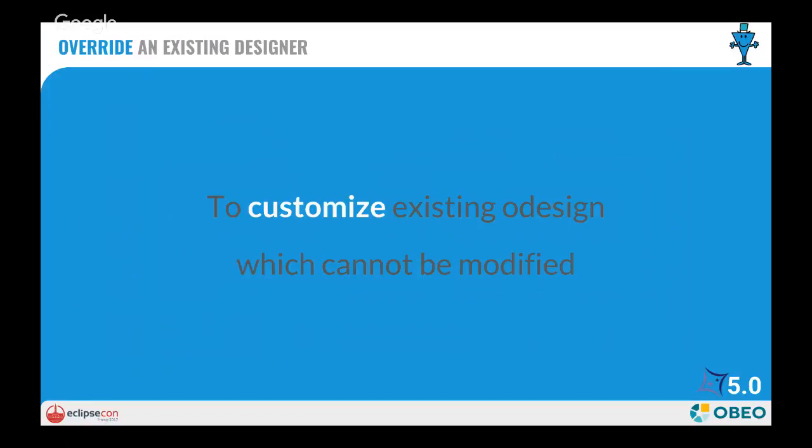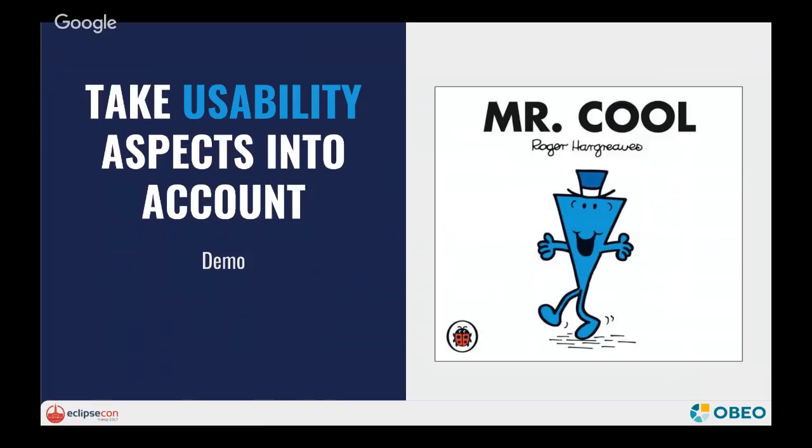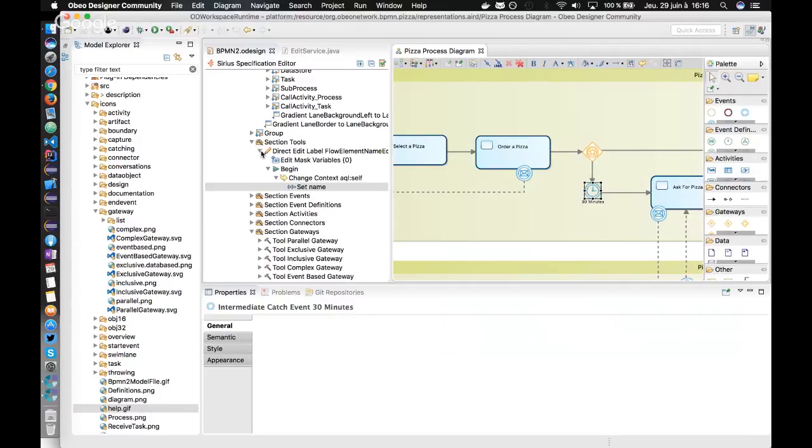Another mechanism was also introduced in Sirius 5 to provide the specifier a way to customize an existing specification which they cannot modify. So you will see the power of this mechanism in our small demo. Okay, so let's get back to the demonstration.